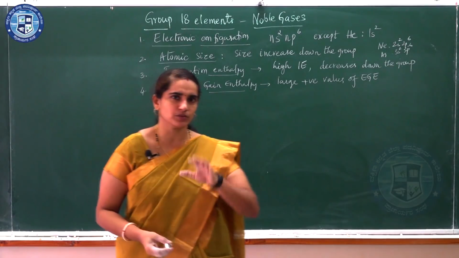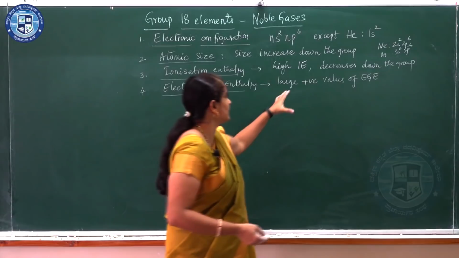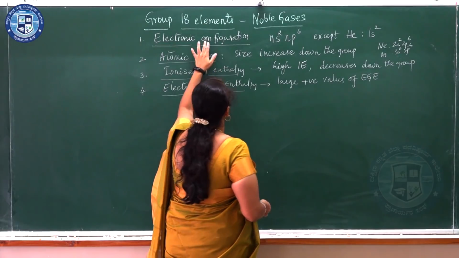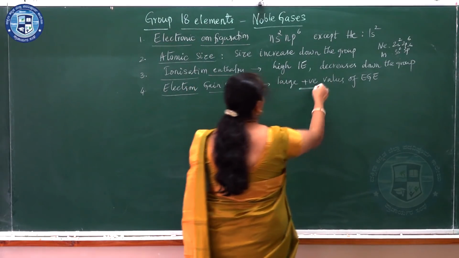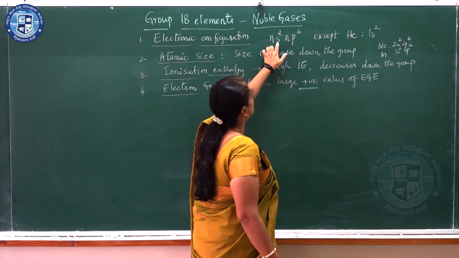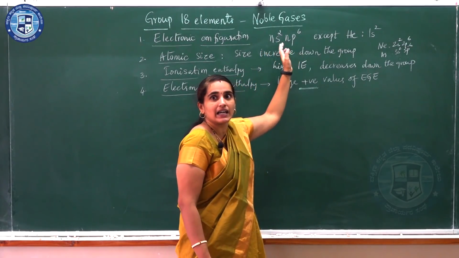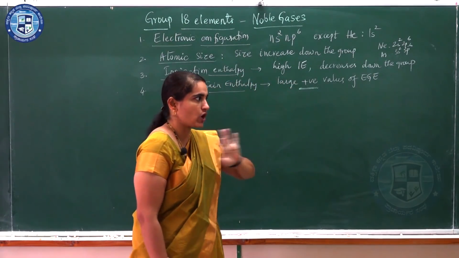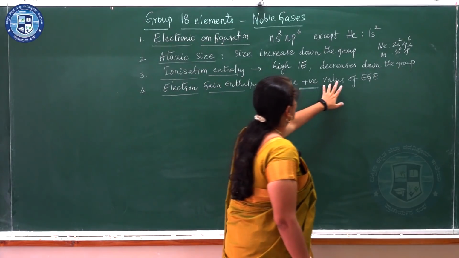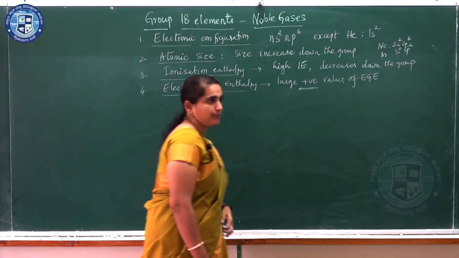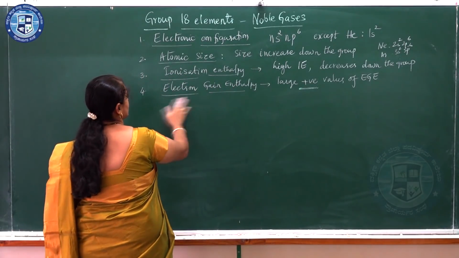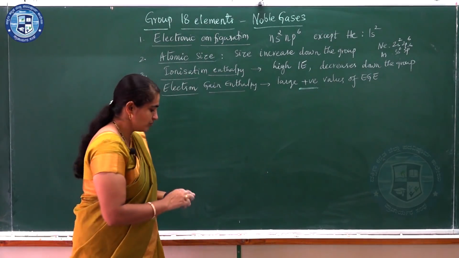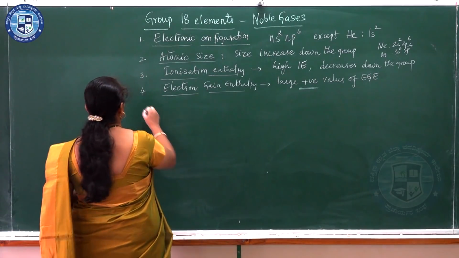Usually the electron gain enthalpy is the energy released, so the value will be negative, but for these noble gases the value will be positive, since they have a completely filled shell. The added electron enters into the new shell, which requires certain energy, and it is not possible, and hence they have large positive values of electron gain enthalpy. Since they cannot take up an electron, we do not comment anything on electronegativity as such. Next we will move on to some of the physical properties.